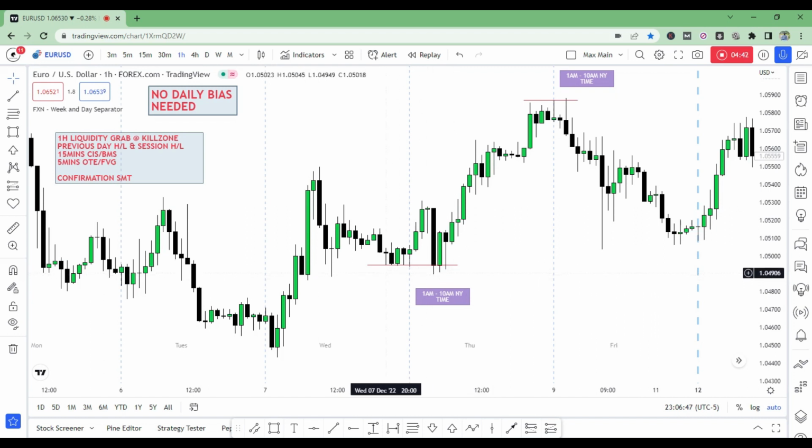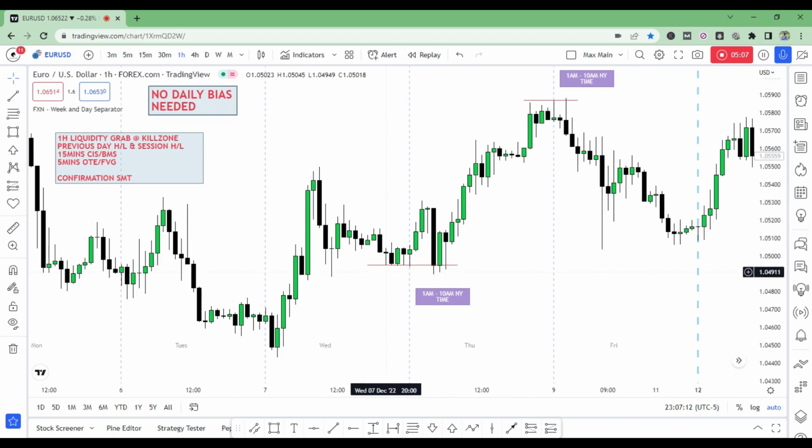So when this liquidity is grabbed here, you can see the time is 4 a.m. So we are already during the session. This is the London open session. I've told you that London runs from 2 a.m. to 5 a.m. So we are within the London open session. So the liquidity was grabbed at Killzone. It has to be during that specific time. It was grabbed during the Killzone, and then the market started running away from it.